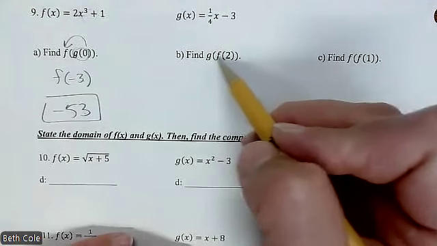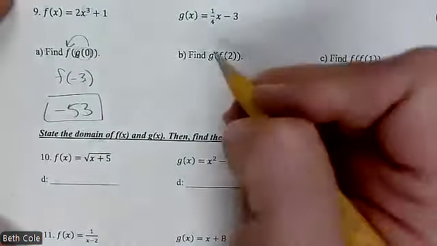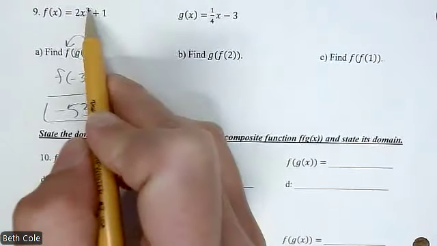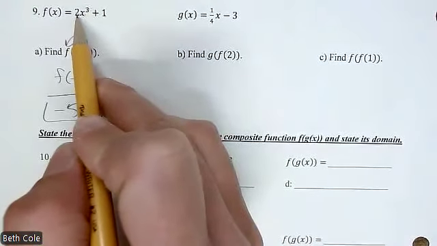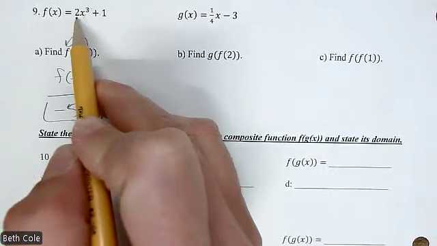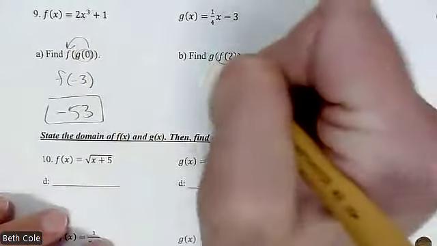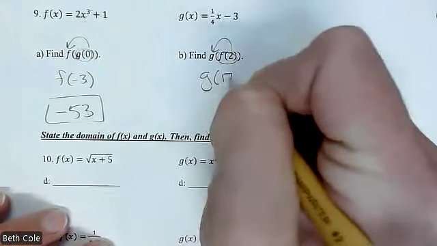All right, which function do we start with on this one? F, good. F of 2. 2 cubed, 8, double that, 16 plus 1 is 17. So you're going to take 17 and plug it into function G.